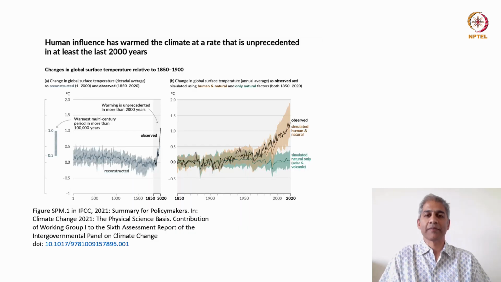Now let's look at some of the data about global warming. These come from IPCC reports. The IPCC is the Intergovernmental Panel on Climate Change, which is a global scientific body which advises the UN and governments around the world about climate change.